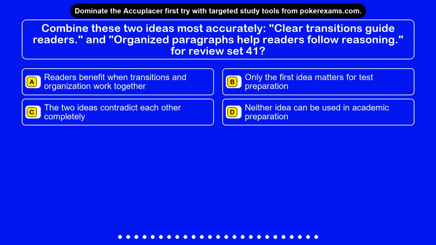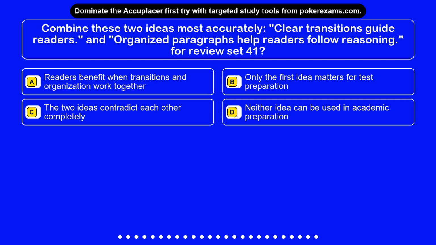Question 17. Combine these two ideas most accurately. Clear transitions guide readers, and organized paragraphs help readers follow reasoning. For review set 41. Option A. Readers benefit when transitions and organization work together.